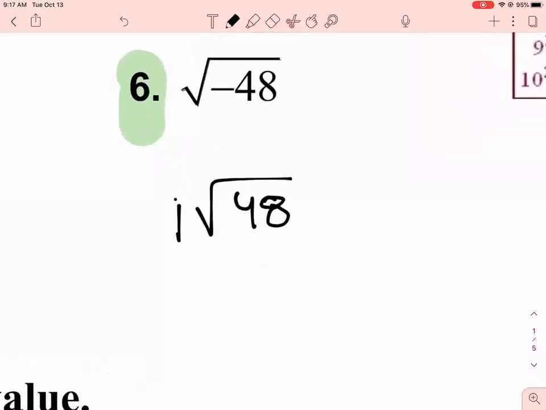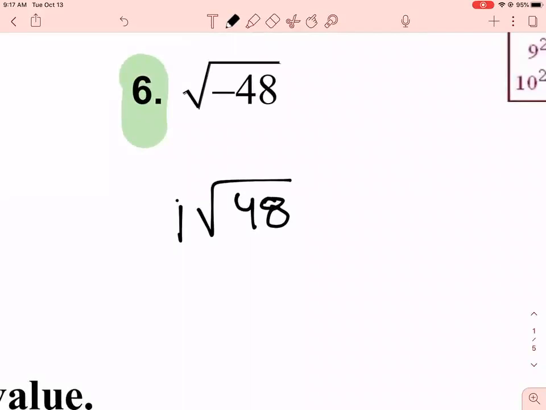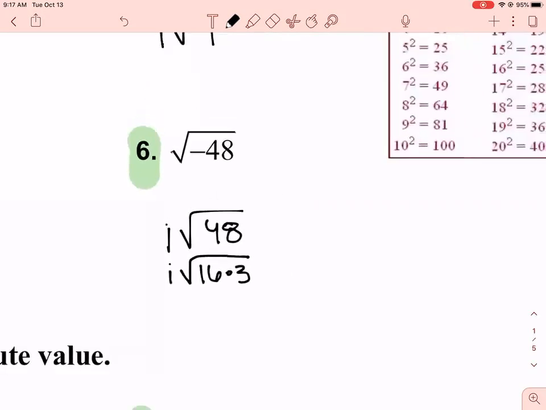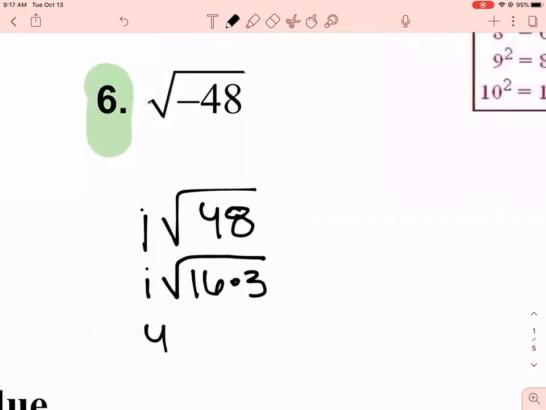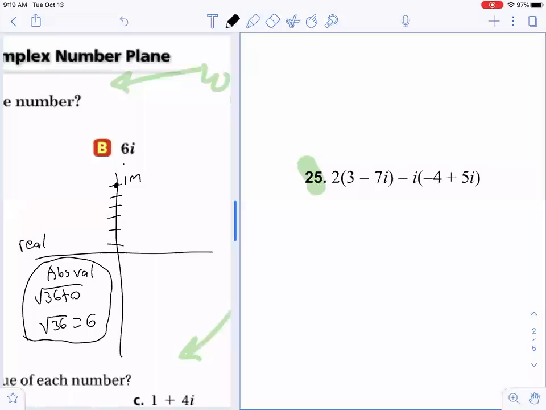At number 6, she did a fantastic job taking out her i because it was negative. Now she's trying to figure out what goes into 48 on her list, and she found 16 times 3. So the square root of 16 is 4, so the answer is 4i square root of 3. Good.